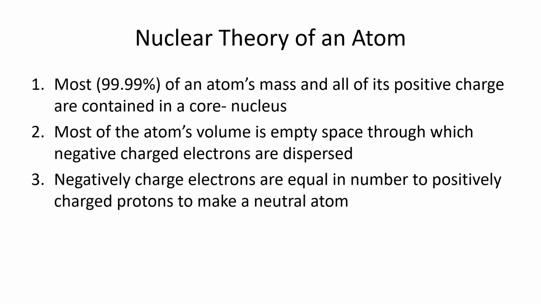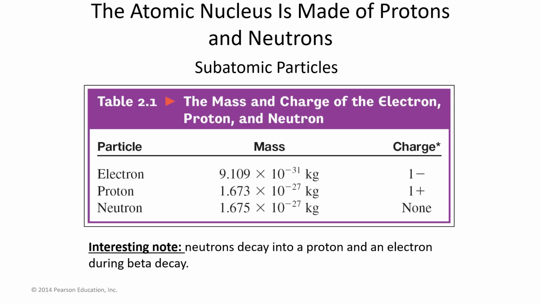So if I were to ask what makes up most of an atom's volume, it's empty space. What makes up most of an atom's mass? That's the nucleus. Some other important premise tenets: the number of negatively charged electrons must be equal to the number of positively charged protons if your atom is neutral. And that makes sense. If you've got a charge of 0, plus 1, minus 1, that equals 0 together.